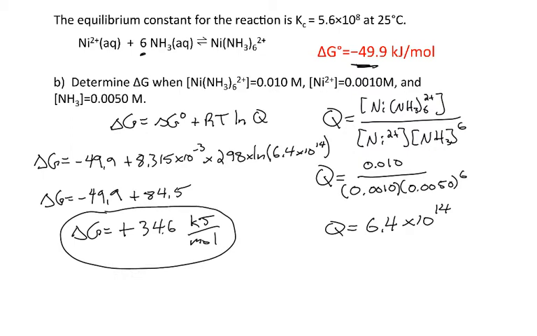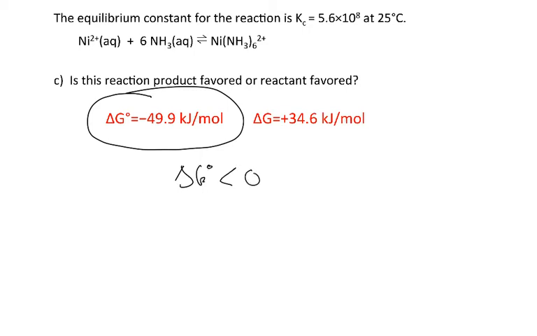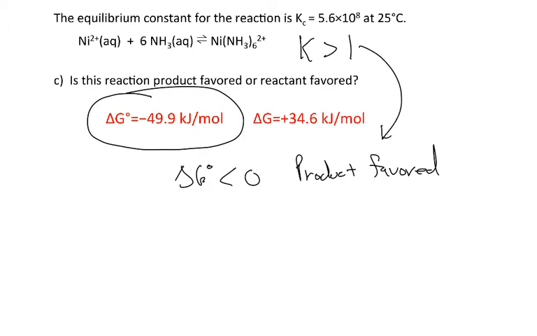All right, let's look at a couple other questions that we can ask related to this problem. They want to know if this reaction is product favored or reactant favored. To answer that, I need to look at delta G naught. When delta G naught is less than 0, then I know that it's product favored. If delta G naught had been positive, then that would have told me that it's reactant favored. Also, I could have used the equilibrium constant, because K is bigger than 1. That's also telling me that it's product favored.